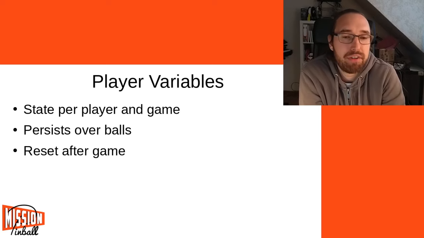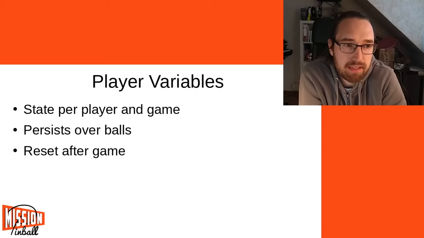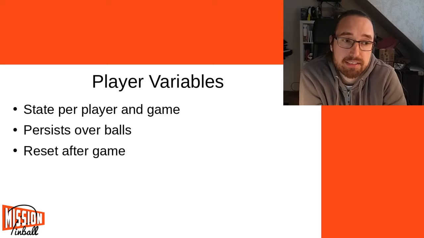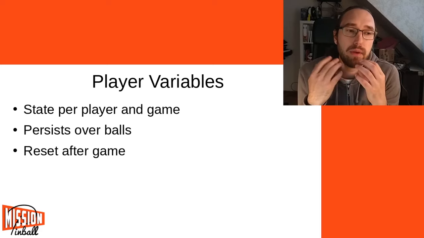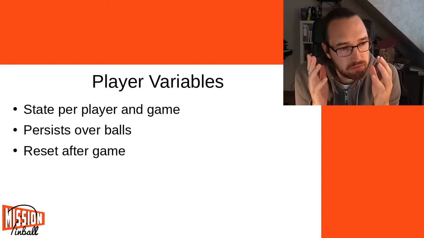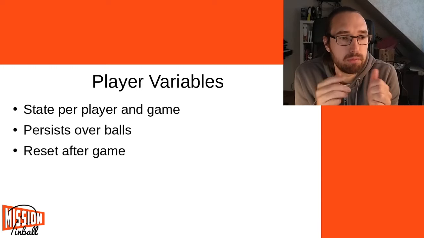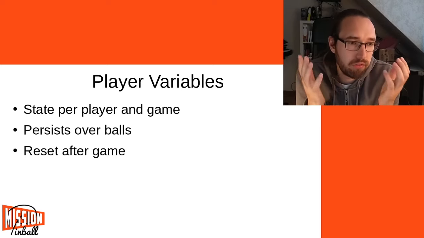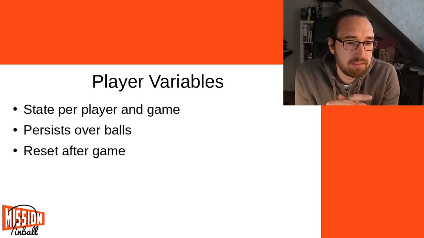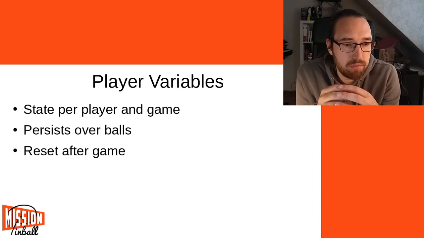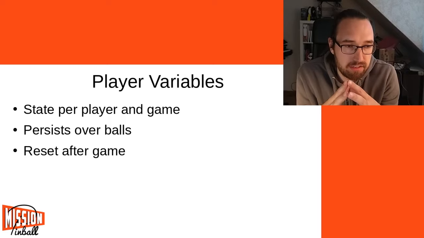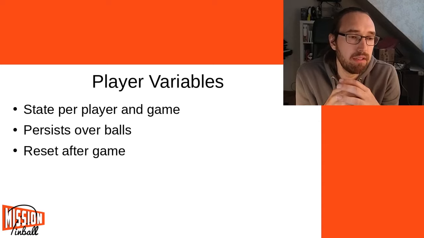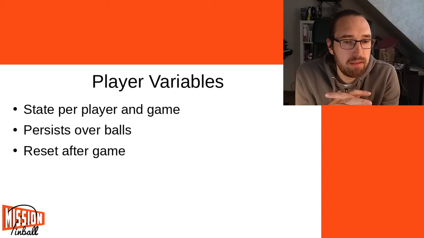So a player variable is state per player and game. That's basically state which is initialized in the beginning of a game, or basically when you add the player. So initially you start a game, it has one player. So we initially initialize state for the first player. And I will show you in a minute how you can do that. A lot of stuff does this internally. So a counter in MPF might initialize a player variable if it's persisted per player.